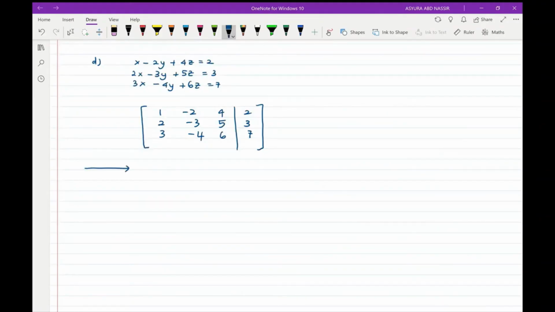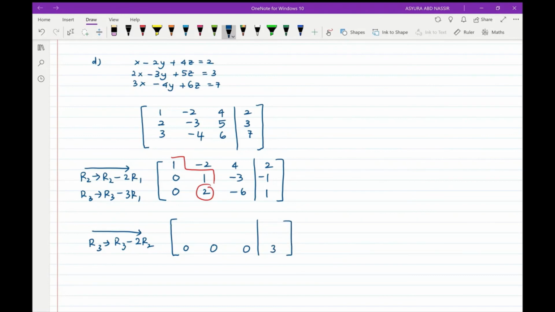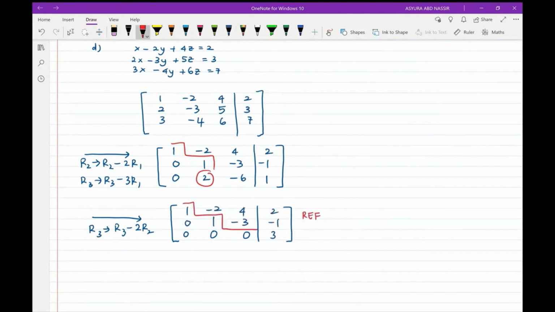Okay class, let's continue with example D. So we have an augmented matrix 1, -2, 4, 2, 2, -3, 5, 3, and 3, -4, 6, 7. Let's continue with the ERO. Now let's try to solve this matrix. If you can see here, your last row is 0, 0, 0 and a number.